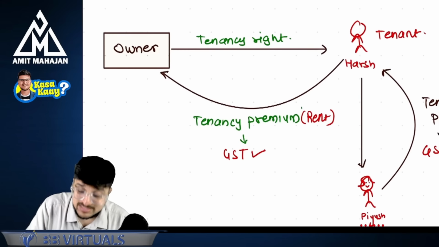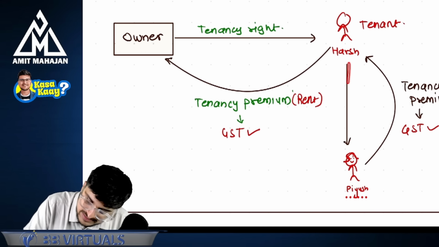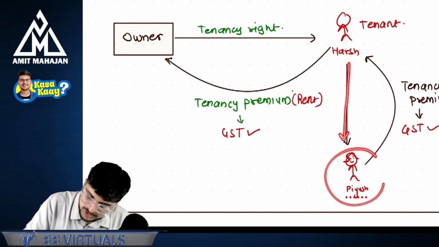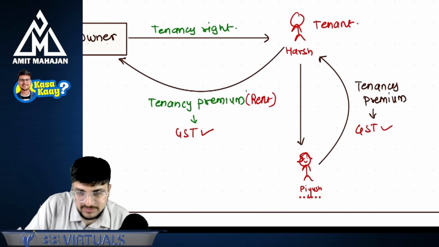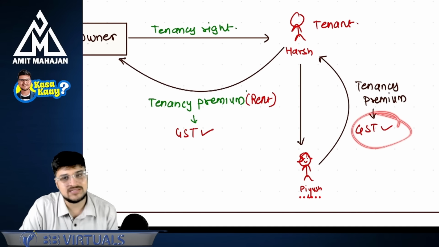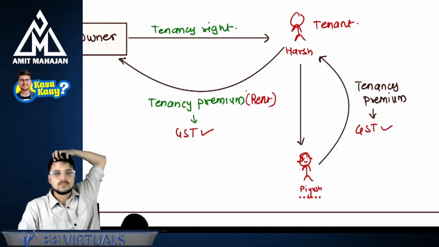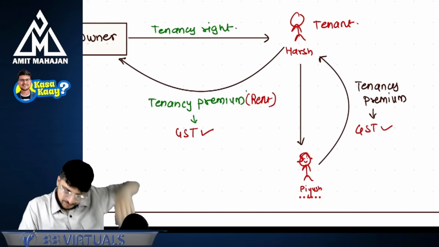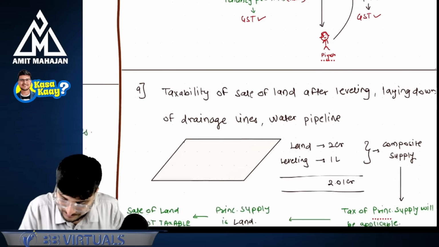Okay. Now Harsh has a tenancy right. Harsh is selling the tenancy right to Piyush. Harsh sold this tenancy right to Piyush, and Piyush paid tenancy premium to Harsh. Will there be any GST liability? Again, the answer is yes, there will be some GST liability. Understanding? No problem. Okay. So if anything related to tenancy premium comes, GST will be applicable.